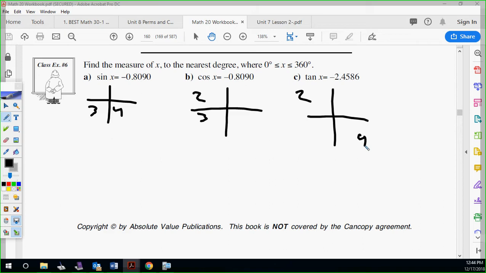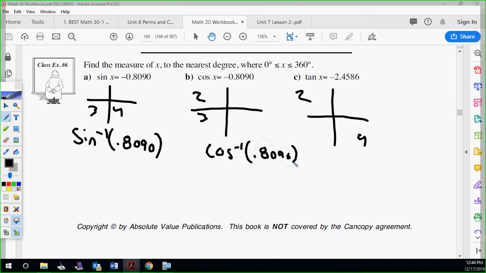Now, do sine inverse, and remember it's an absolute value. So we're just going to put 0.8090 into our calculator, and we're going to do that for all three of them. Cos inverse 0.8090. I would just put them in positive, the absolute value of them, because it's going to tell you the positive reference angle.